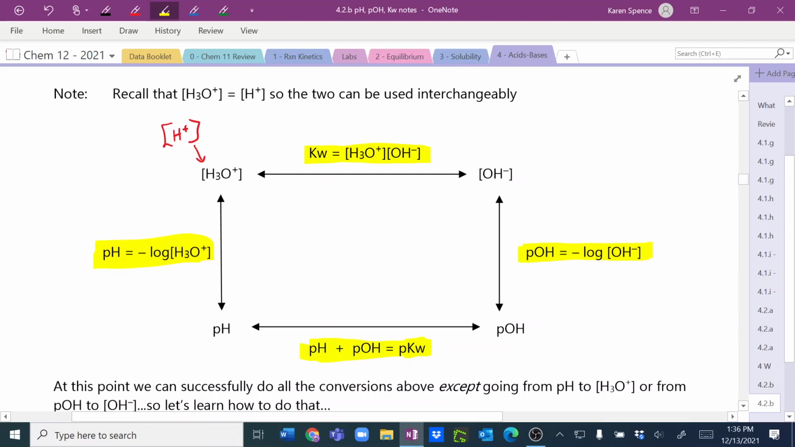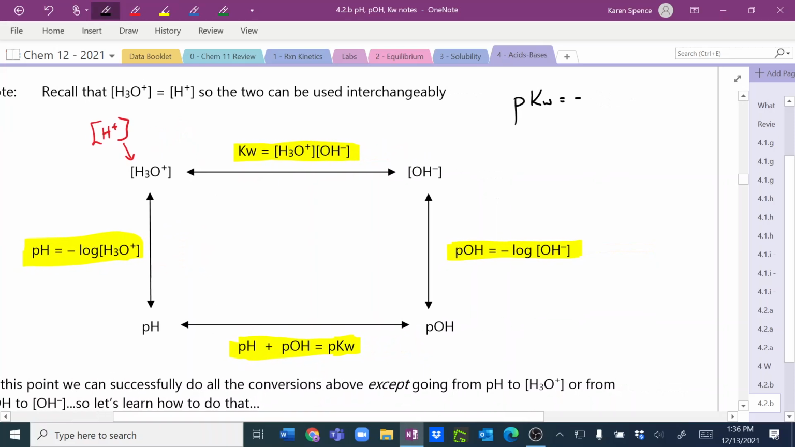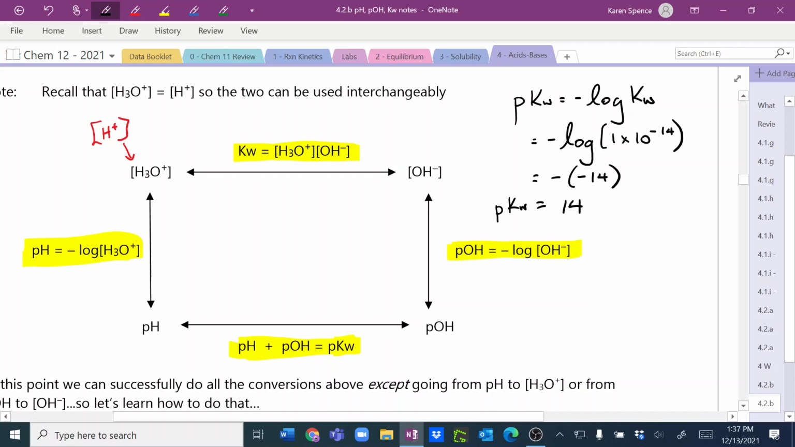What is pKw? It's the negative log of Kw. And what's the value of Kw? 1 times 10 to the negative 14. So pKw is 14. Yes?